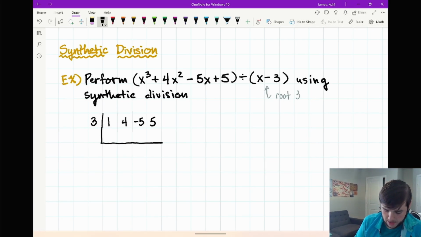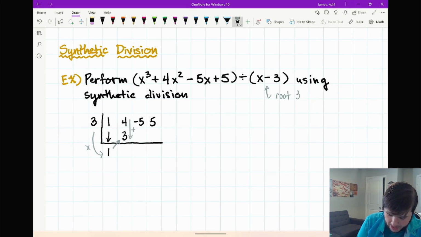To start, I bring my first, or leading, coefficient down to the bottom. And here's how it works. I multiply 3 by this number and then put it here. So in this case, 3 times 1 is 3. This is going to feel really funky, but practice will make perfect. Then I add down to get 7. And I continue this process from left to right.